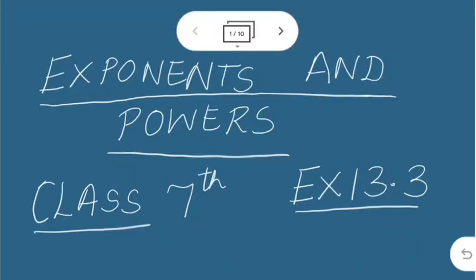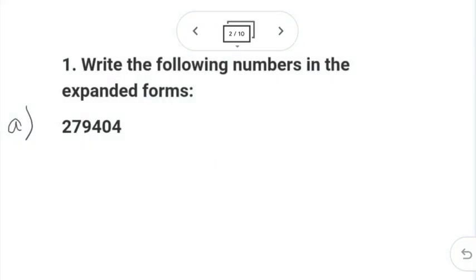Dear students, today we are going to learn about exponents and powers, exercise 13.3 sums. Let us see the sums. First question is, write the following numbers in the expanded form. We are given a number, we have to write this number in expanded form. So how can we write it in expanded form?